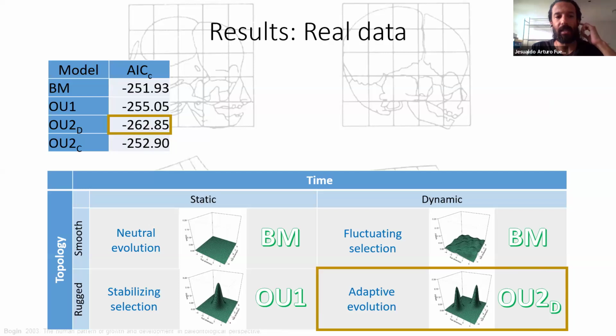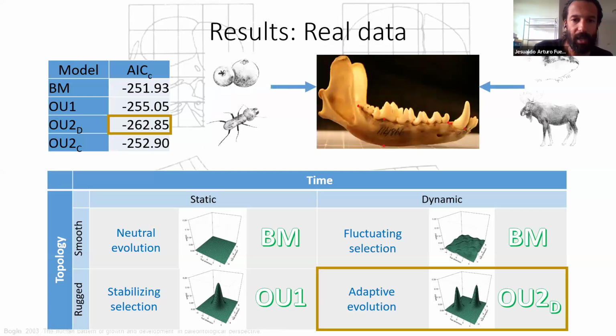So what we see is that the favored model is the adaptive regime. This gives us an indication that indeed feeding preferences have had an effect on the evolution of jaw morphology in canids. And the cool thing about this is that we can actually map where those peaks are in the morphospace based on the results of the model.